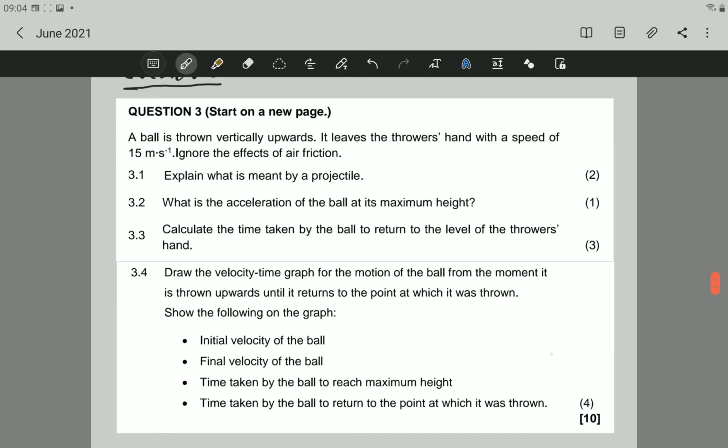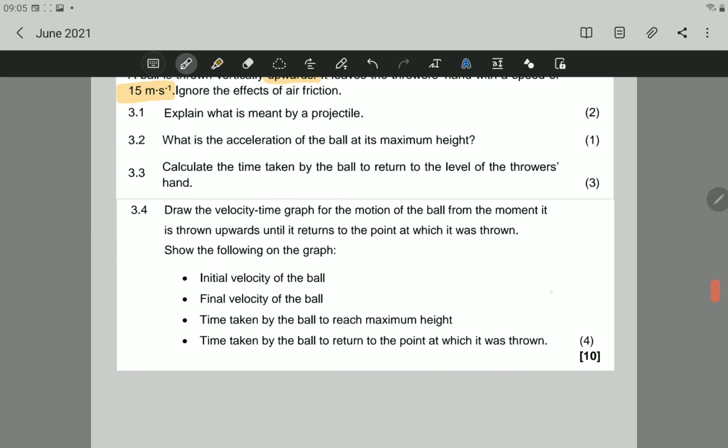Question 3 states: a ball is thrown vertically upward. It leaves the thrower's hand with a speed of 15 meters per second. That speed with which the ball is moving upward, so the velocity of the ball will be 15 meters per second upward, and there is no friction. Explain what is meant by projectile. Before we do the sketch of the situation, let's answer question 3.1, which is a definition. What is a projectile?